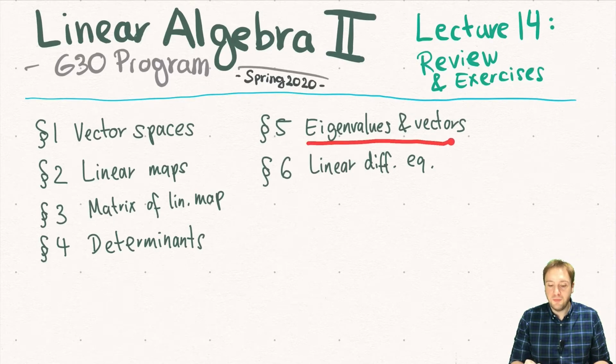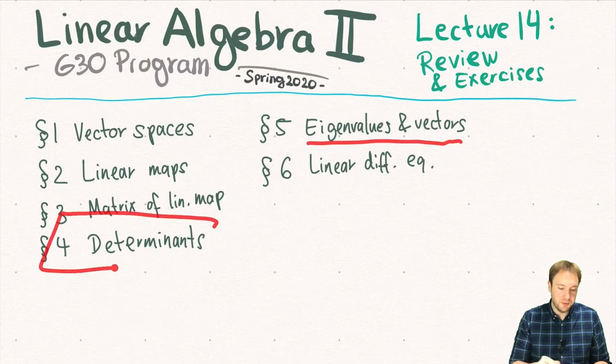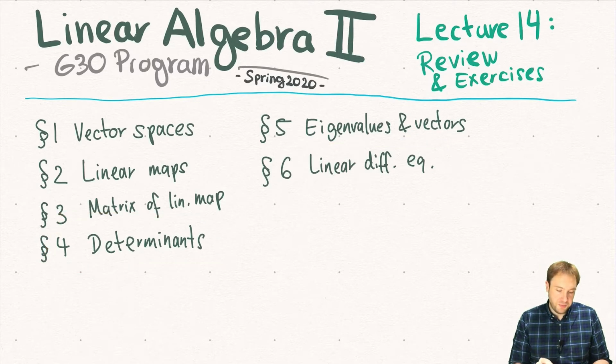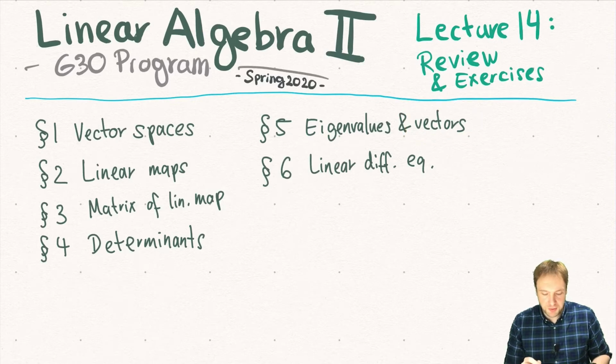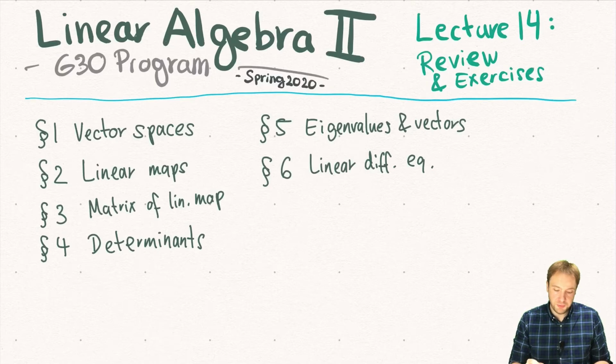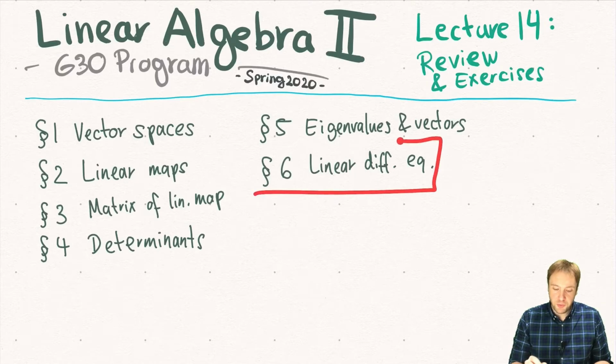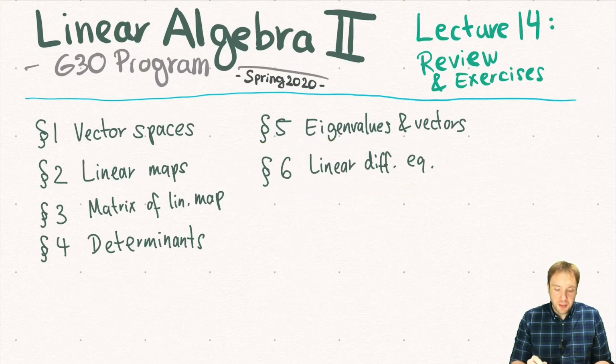To calculate these eigenvalues and eigenvectors, we considered the determinant of the matrix A minus lambda times the identity matrix. More precisely, we considered the characteristic polynomial of a matrix or of a linear map. And then the zeros of this polynomial were these eigenvalues. And to get these eigenvectors, we needed to solve some linear equation and calculate the kernel of a certain map. And then in the end, we talked about linear differential equations. And for all of these topics, we will now do some examples or exercises.